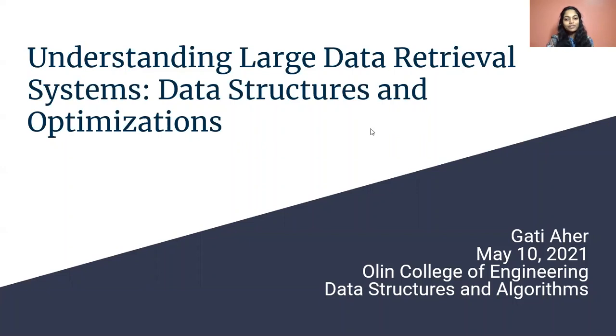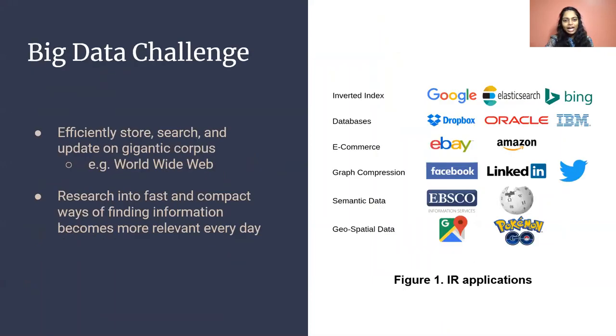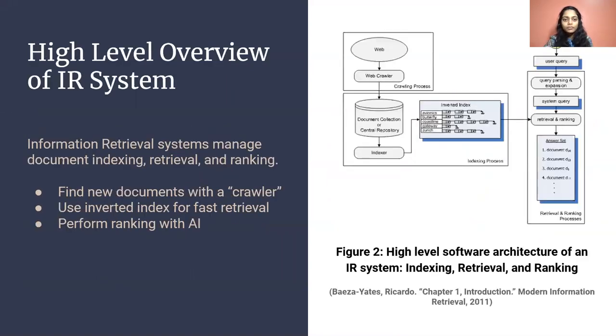So, information retrieval is just the problem of returning documents that match a query. It isn't a new problem. Librarians do it, the index at the back of a book does it. It's a pretty simple task. However, scaling it to work on big data is a real challenge. There's tons of ongoing research into making information retrieval faster and more compact. Here are some examples of information retrieval applications.